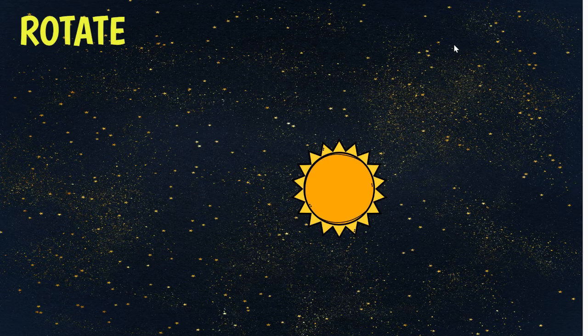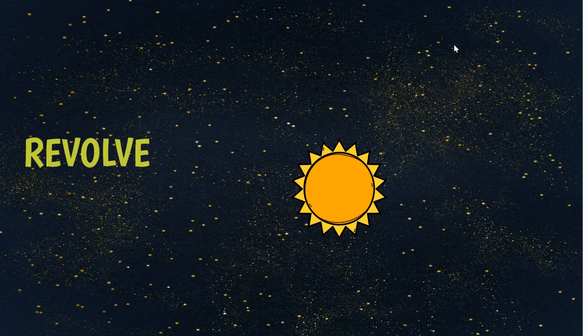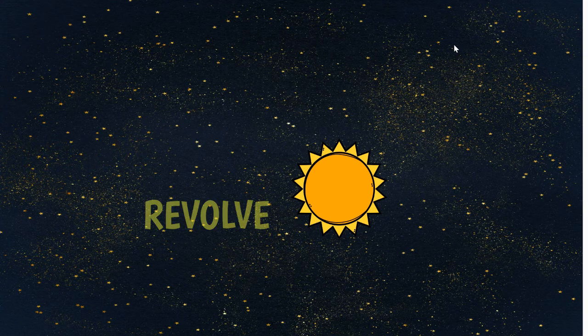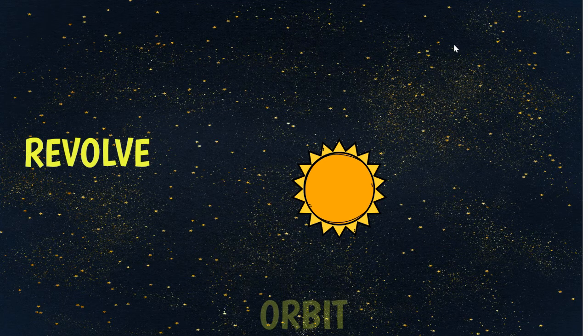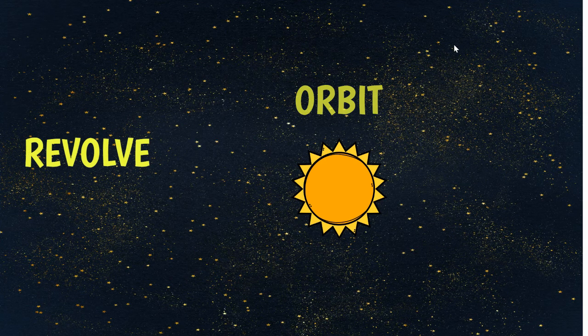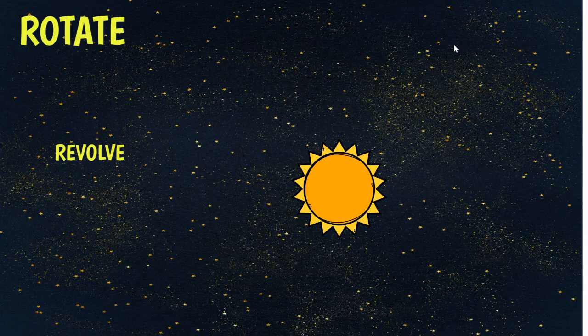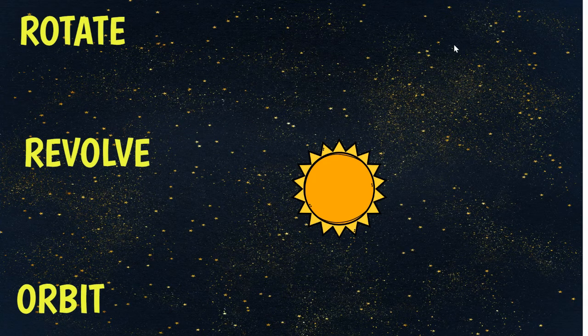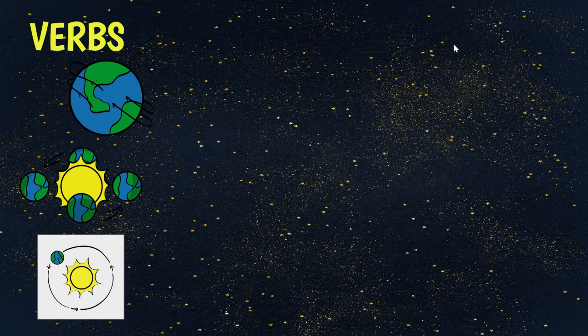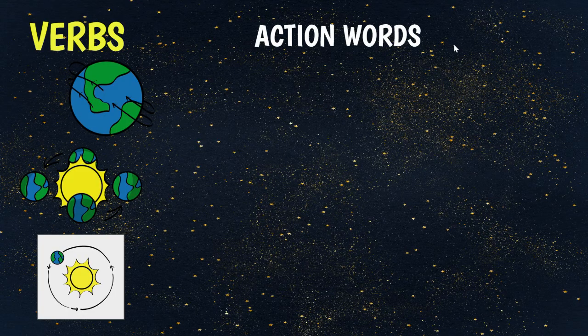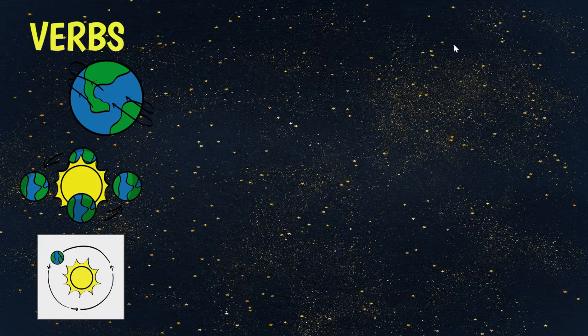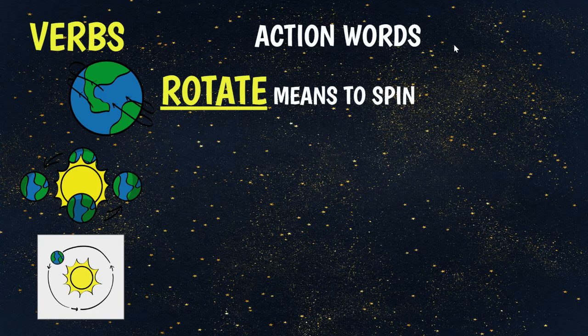But here we go. The words we're going to do are rotate, revolve, and orbit. Rotate, revolve, and orbit. What are these? They're verbs. In that form, they're verbs. They're action words. That means they're telling something that's doing something.